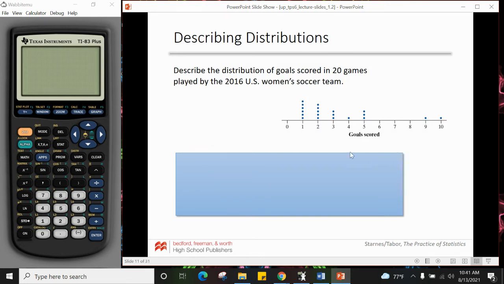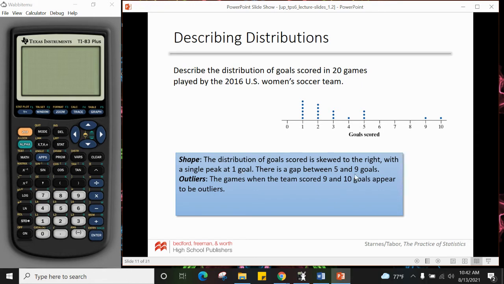So let's go ahead and describe this distribution. Like I said, this is 20 games played in 2016 by the U.S. women's soccer team. So the shape, the distribution of goals scored is skewed to the right with a single peak at 1 goal, and there's a gap between 5 and 9 goals. So distribution of goals scored, that's the context. We got the direction skewed right, a single peak, and then a gap as well.